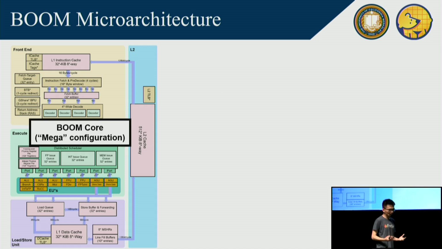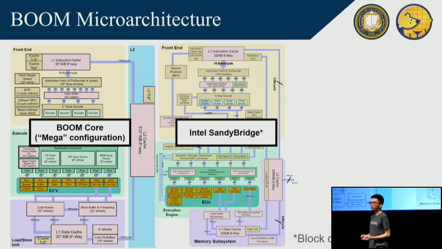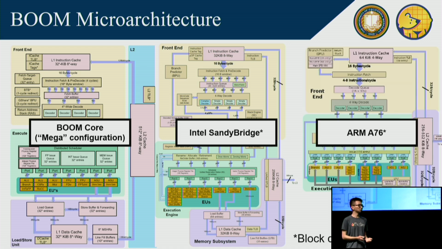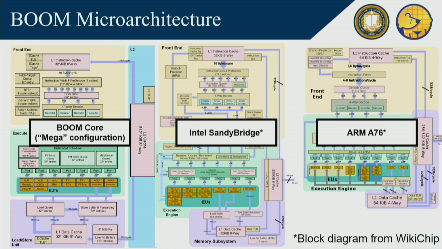The reason why we're developing Boom is that we're trying to develop a platform for people to do open source research on the design and the behavior of out-of-order cores. If we compare Boom to other modern high-performance cores, we can see that structurally and behaviorally, Boom demonstrates many of the same behaviors and exhibits many of the same structures.